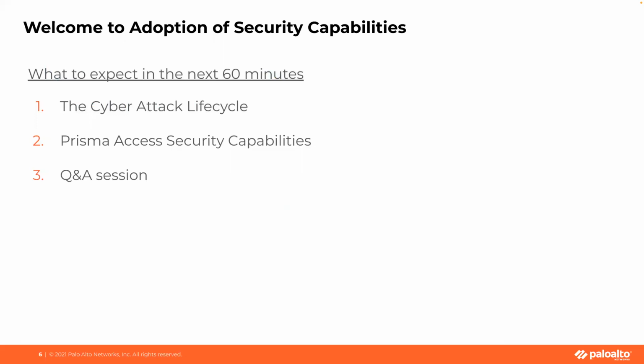A quick overview of what to expect in the next 60 minutes. We will start off by going over the cyber attack lifecycle. We will then be covering Prisma Access security capabilities. And of course, we will be ending today's session with a Q&A session. A quick reminder to enter your questions in the chat box, and we will make sure to address those towards the end of today's webinar series.